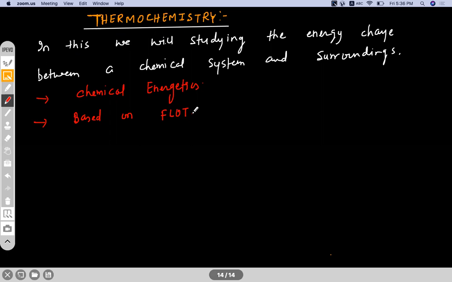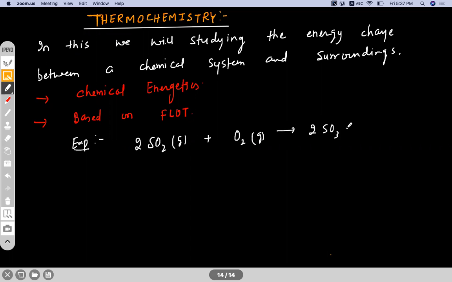So whenever we have energy evolved or energy consumed, we can represent it in a chemical reaction. For example, if I write down one reaction here, we have 2 SO2 gas plus O2 gas, it gives 2 SO3 gas, and we'll write plus 694 kilojoule of energy. So what do you mean by this? The difference in energy of this minus this is minus 694 kilojoule.